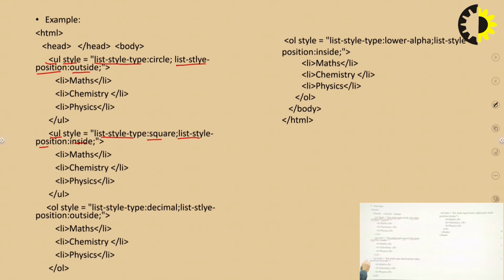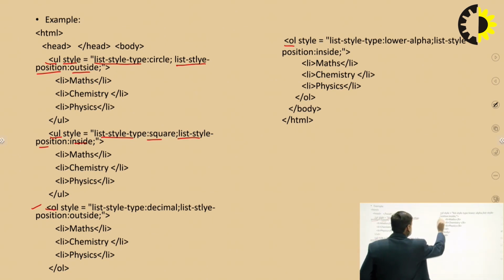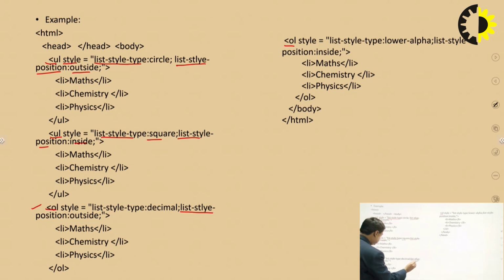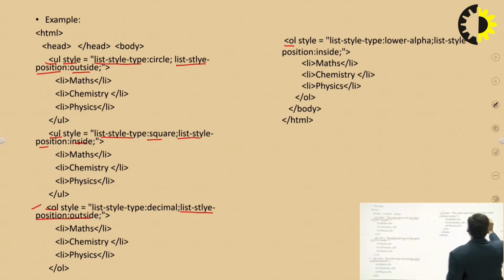So it is up to you how you define the inside and outside position. It is very important to understand that this list-style-position is also applicable in the OL list. This is the OL list with list-style-position outside, and this is the OL list with list-style-position inside.